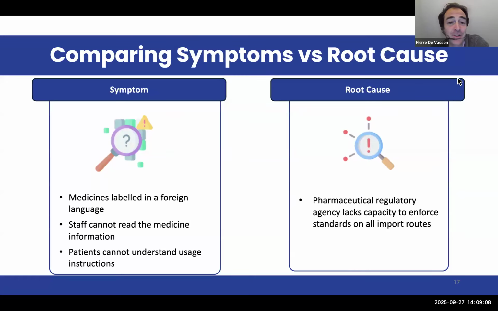Again, I think I've touched upon that. It's very important to distinguish the root cause and the symptoms. The only way to do it is through a proper methodology. The symptoms were medicine labeled in foreign language. Staff cannot read the medicine information, and therefore patients cannot understand usage instructions. And the root cause is a potential root cause, let's say, according to our assumptions, is the pharmaceutical regulatory agency lacks capacity. Next one, Shreya.